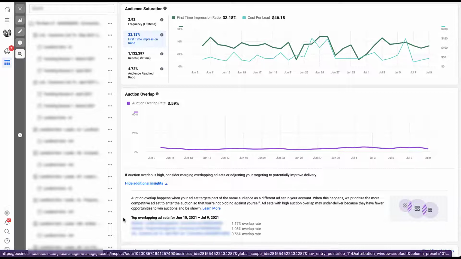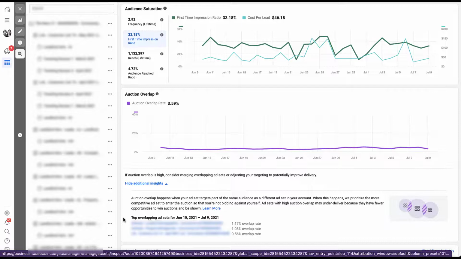So overall, this 3.59 is not just compared to a single other audience, it's for all audiences within the account, and you can start to determine which audiences of yours have too much in common with other ones, and maybe you want to start to narrow those down, group them into the same ad set to help lower CPMs, reduce this overlap rate, and stop bidding against yourself.